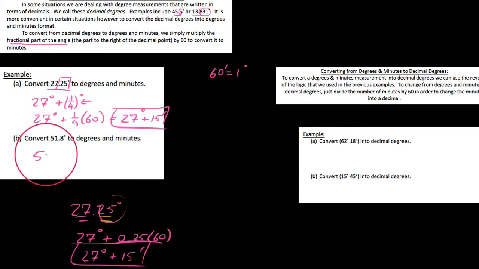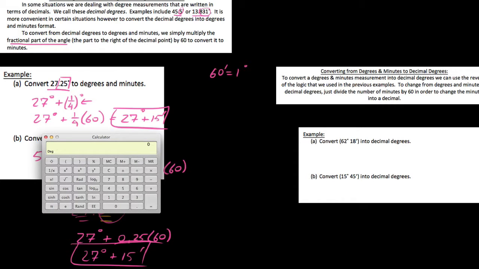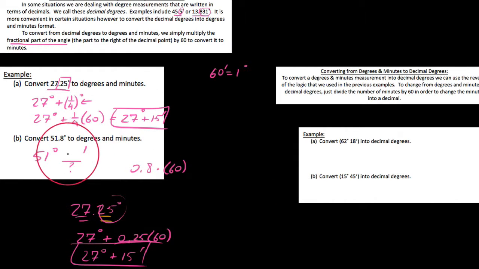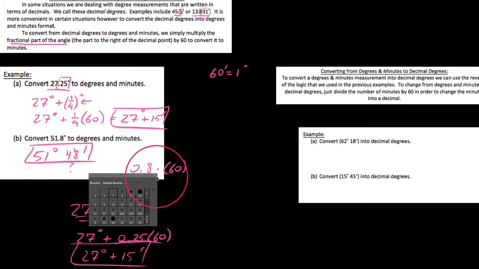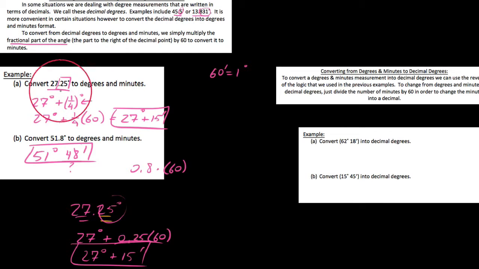We'd say 51.8 degrees would be the same thing as 51 degrees and how many minutes. And this is what we're trying to find here. We need to find 0.8 times 60. And that's all we have to do there, 0.8 times 60. So if we grab our calculator here, 0.8 times 60, we get 48. So we would get 51 degrees, 48 minutes would be this conversion here. Just like when we convert from decimal degrees into degrees and minutes, what we do is we take this fractional part here and we multiply it by 60.